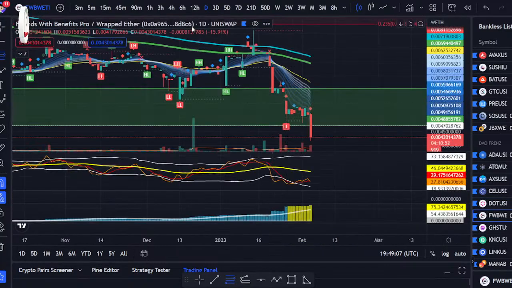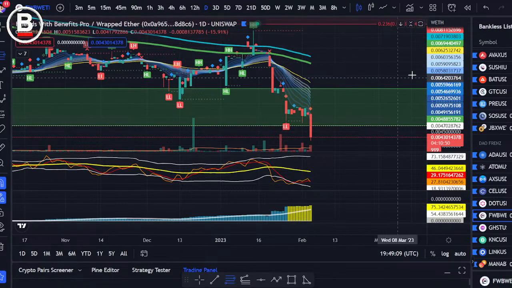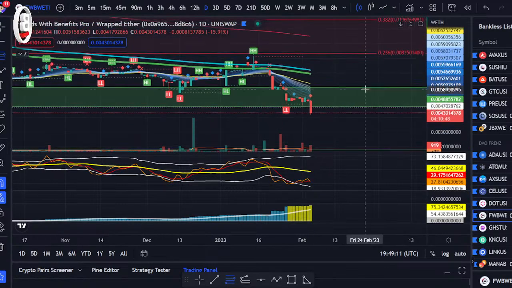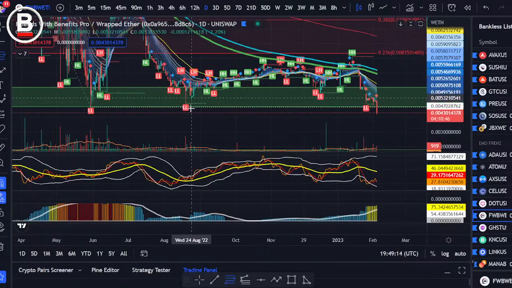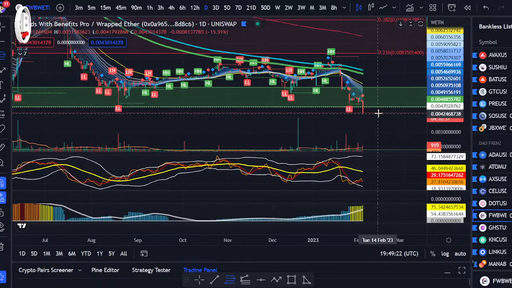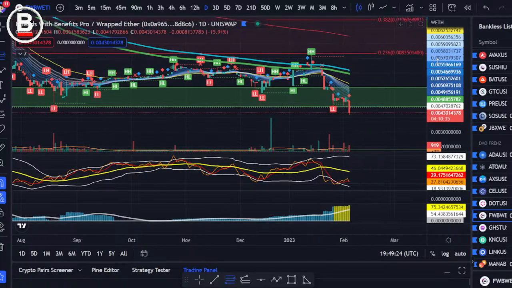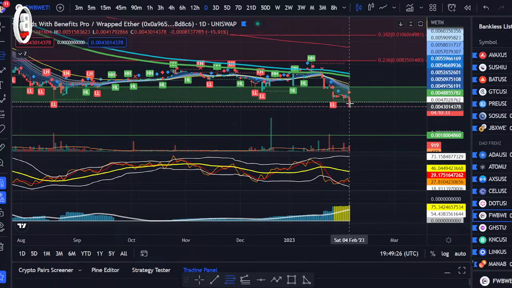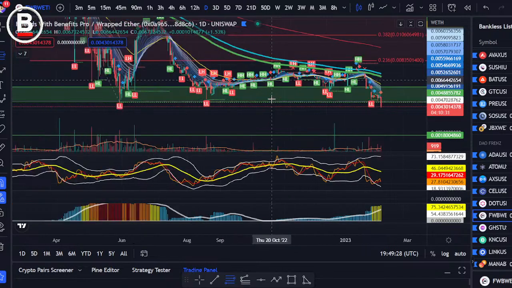Friends with benefits. We see friends with benefits putting in new lows, testing historic lower lows, and failing this resistance here. So let's keep an eye on that.